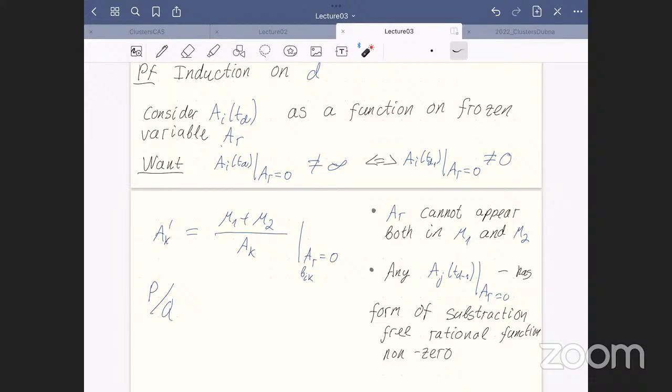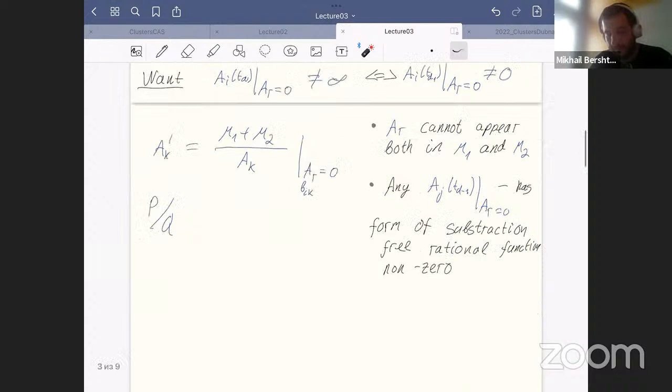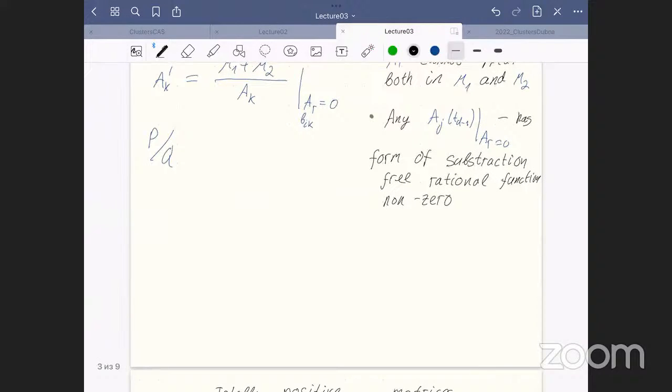Can you recall? Maybe I didn't understand. What do you mean by subtraction-free? It is a rational function, a ratio of two polynomials, in each of them we don't have subtraction, only summation. Polynomials with integer positive coefficients. We don't have subtraction. Oh, sorry. Okay, I understand.